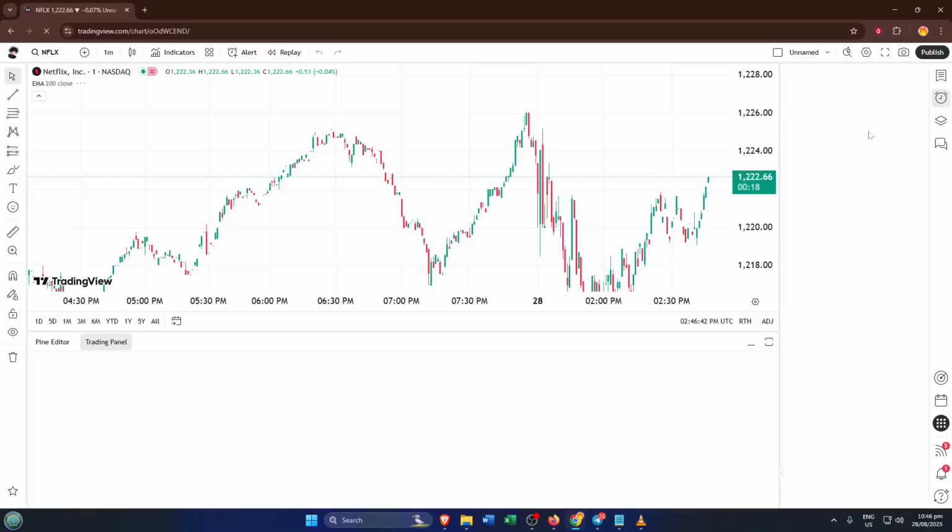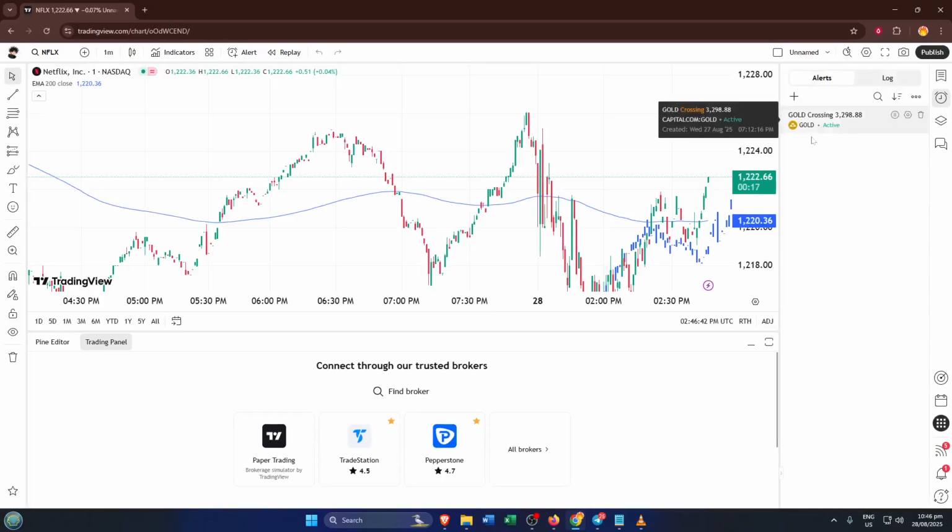Once you've clicked Products, glance over to the right side of that drop-down menu. There you'll find the option labeled Screeners. Go ahead and click Screeners. This will take you to the section where you can begin filtering stocks based on a variety of criteria.